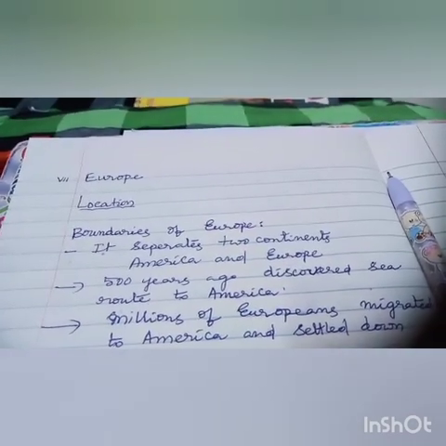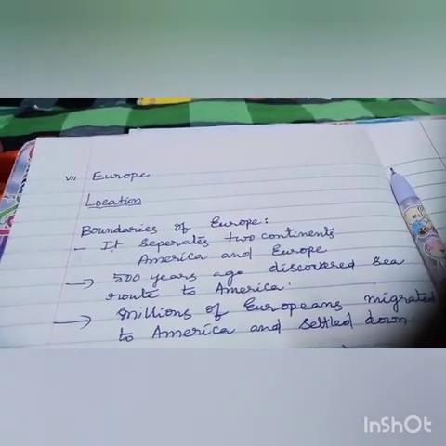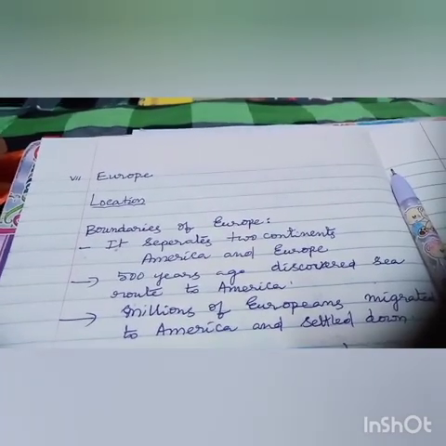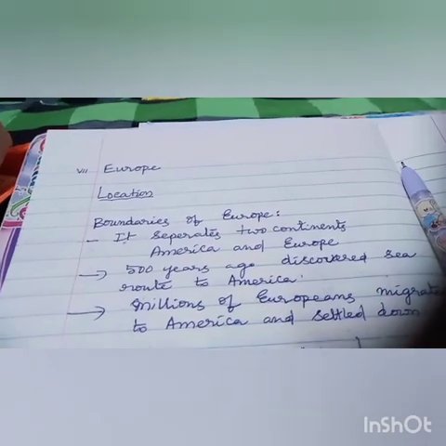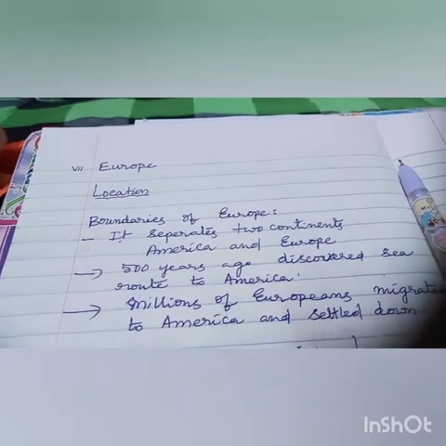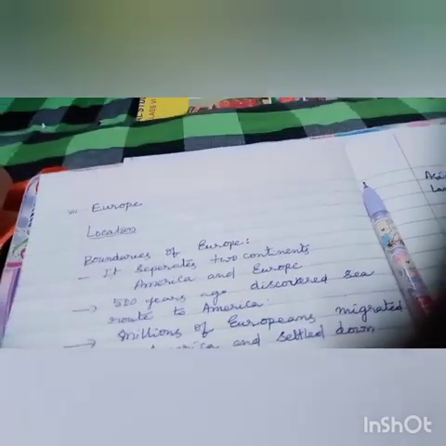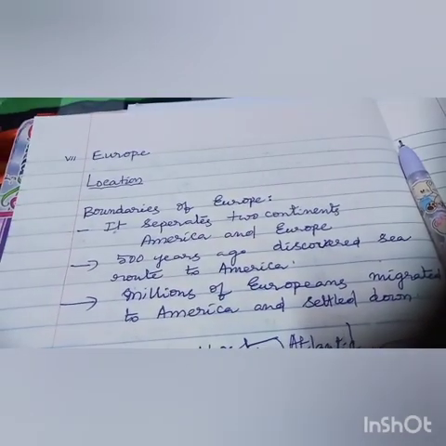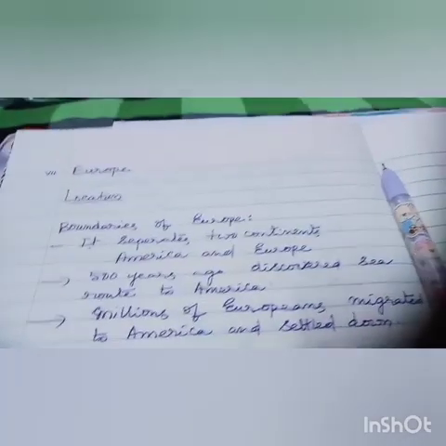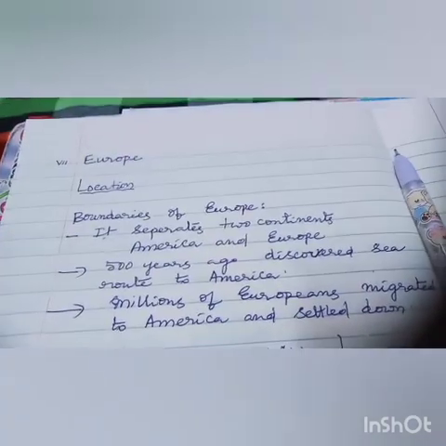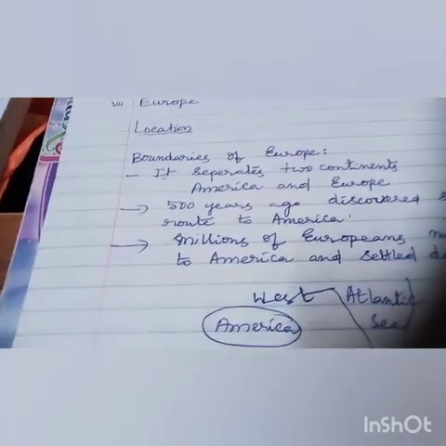So Europe, we know that the Industrial Revolution took place first in the European continent. What is meant by Industrial Revolution? The establishment of more industries, in a drastic manner, and so we call it the Industrial Revolution.